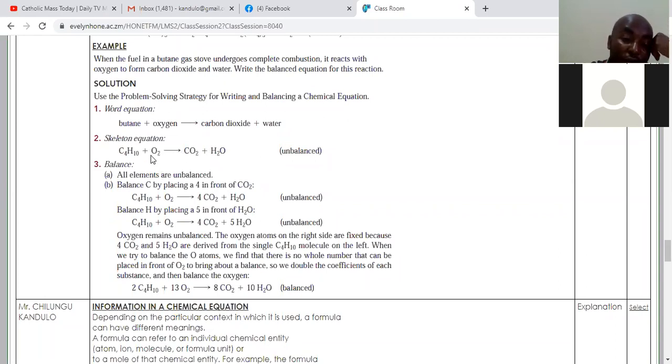So then you don't want to leave the equation balanced like that with a fraction. So when you see over 2, you put a 2 in front of everything, you multiply everything. Then to give us this: 2C4H10 plus 13 O2 will give us 8 CO2 plus 10 H2O. So those are the things.